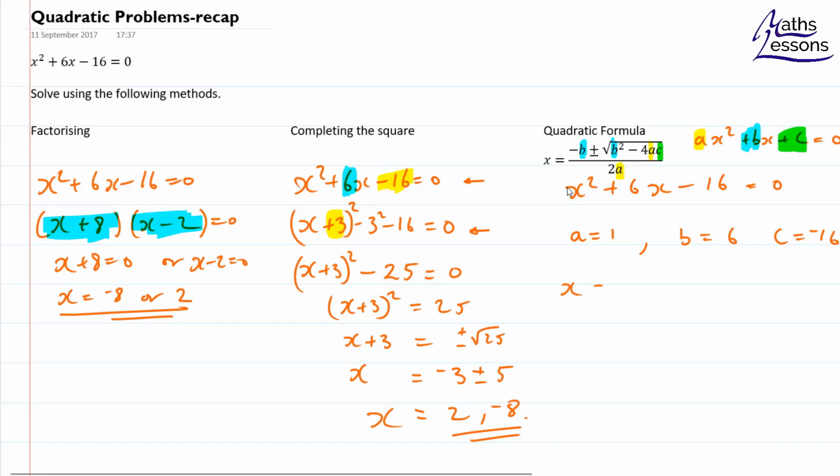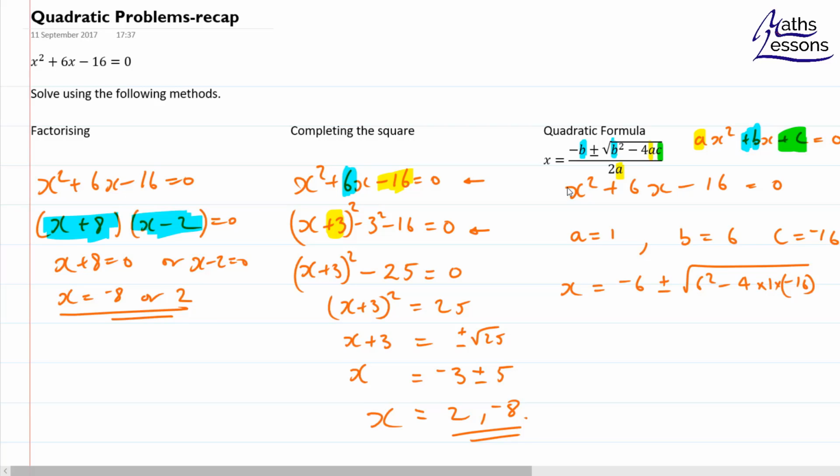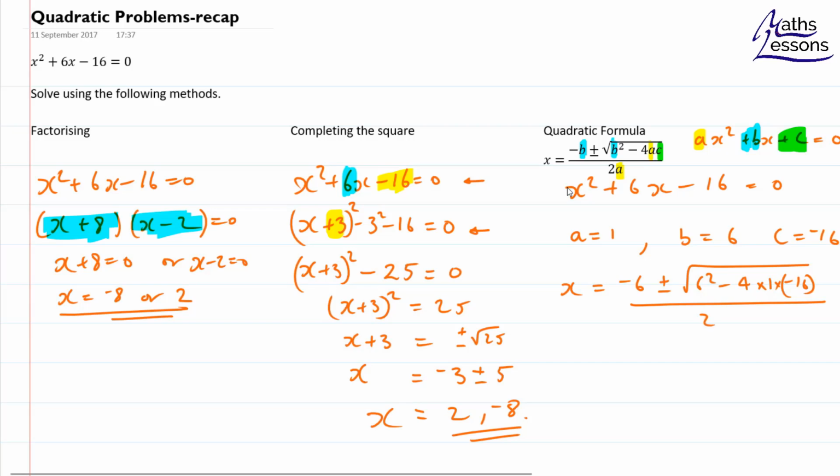So x will equal minus b, so it's minus 6, plus or minus. Note the plus or minus again because of this square root. b squared is 6 squared, minus 4 times a, which is 1 again, times c. Now I always recommend you put your minuses in brackets. It doesn't matter here, but in some parts like squaring, it really does matter. If you get into the habit of always putting negative numbers in brackets, you're less likely to go wrong. And we've got 2 all over 2 times a, which is 2 times 1.